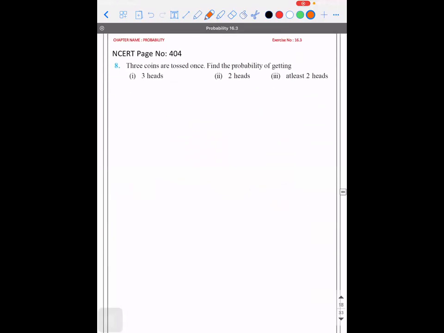3 coins are tossed once. Find the probability of getting 3 heads. Write down the sample space. Can someone tell me what the sample space is? Head, head, head. Tail, tail, tail. Head, head, tail. Head, tail, head.